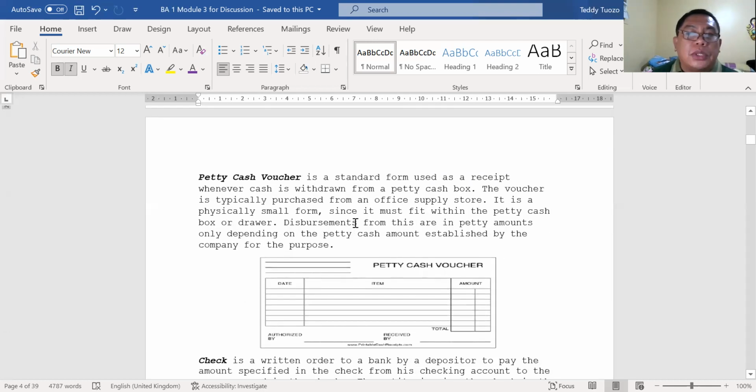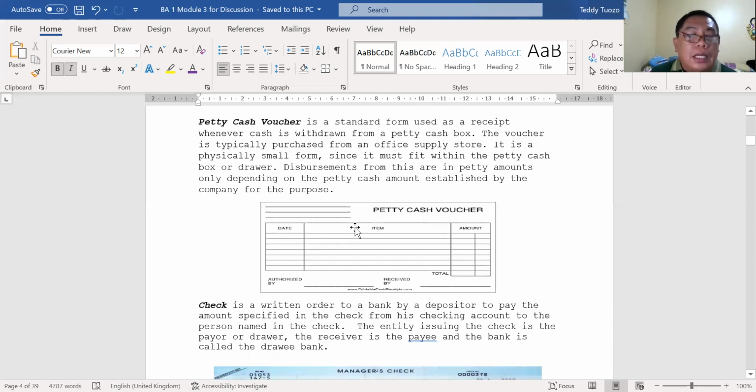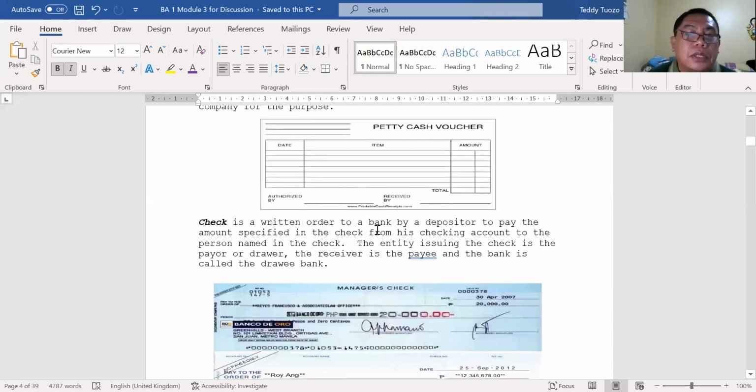Then the petty cash voucher, this is the one that I've said, the source document where, instead of issuing a check, the business establishment will just issue or prepare a petty cash voucher. So from the word petty cash, small amounts of expenses are being used in the issuance of this type of document. So petty amounts, small amounts.